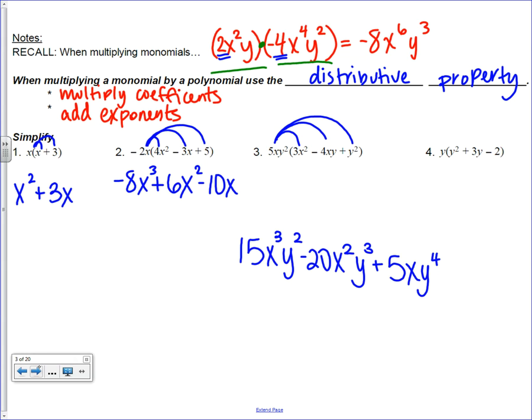And last one in this row, let's distribute this y. So this will give me y to the 3rd when I add my exponents. This will give me 3 for a coefficient and then y squared. And then this will give me a -2 and a y. All right, moving on to the next row.